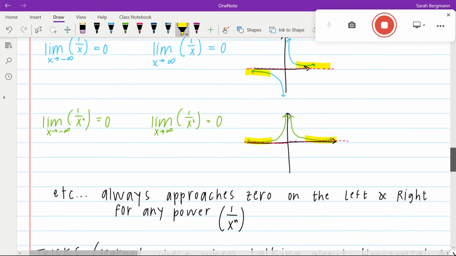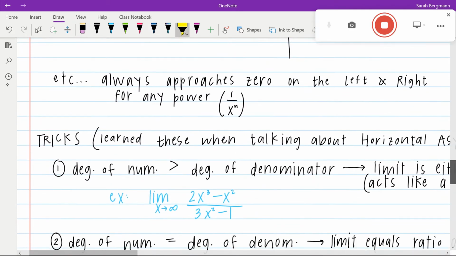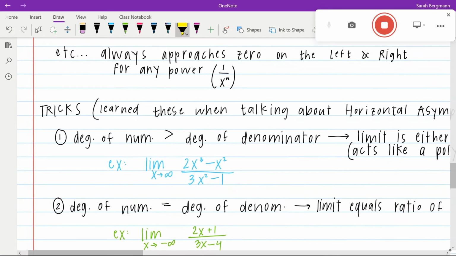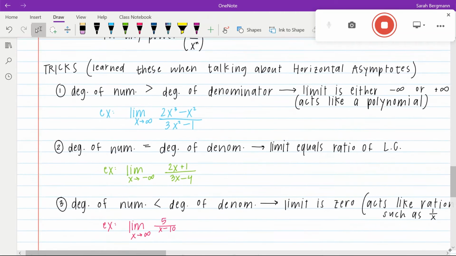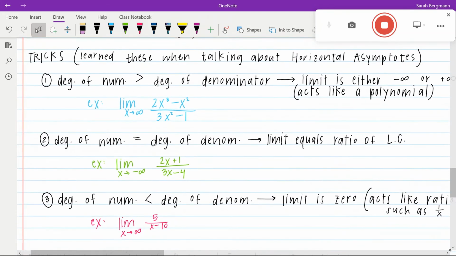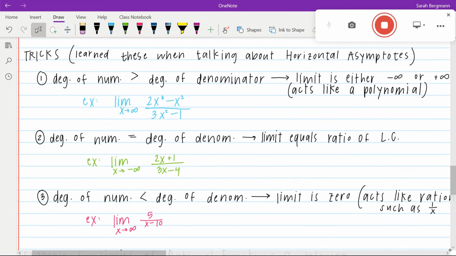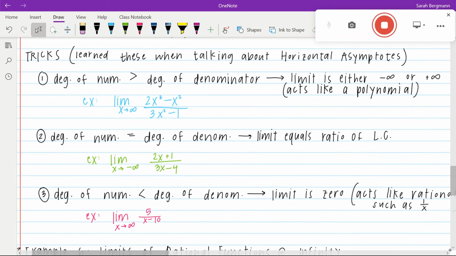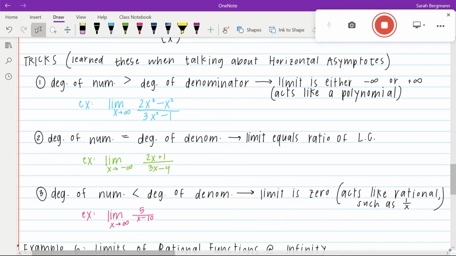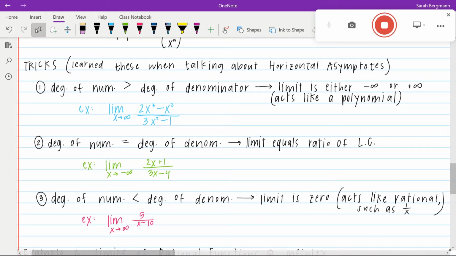So that's helpful because we can use these tricks that we learned back when we were talking about horizontal asymptotes. So there are 3 tricks here. So 3 cases. Case 1, the degree of the numerator is greater than the degree of the denominator. This means that the limit would either be negative infinity or positive infinity. It acts similar to a polynomial.